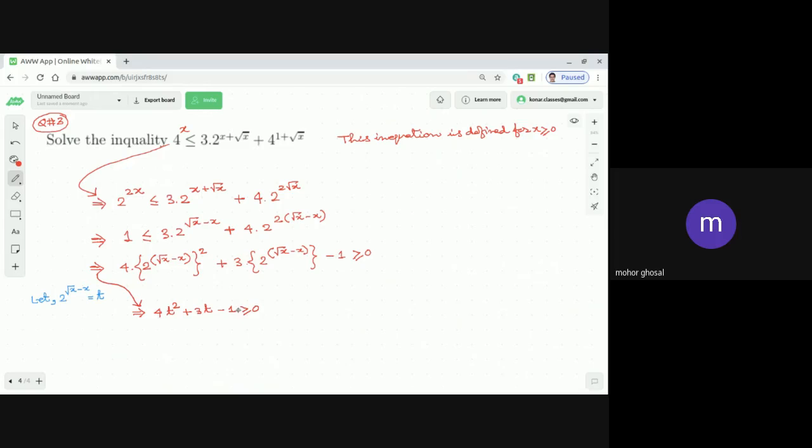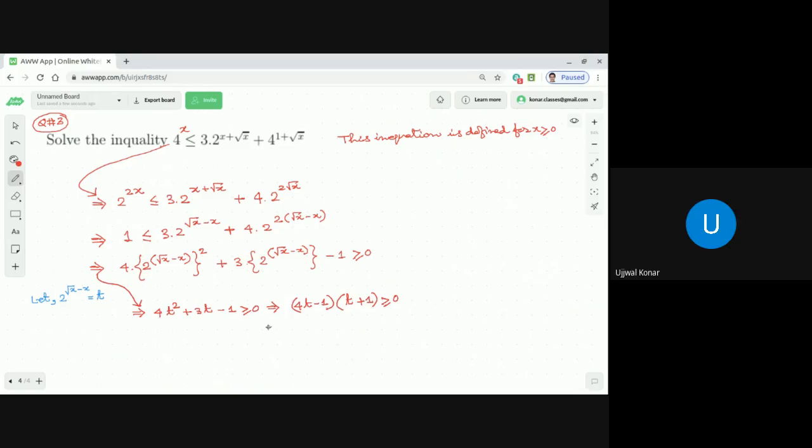So now if you simplify further, what you are going to get is that 4t minus 1 into t plus 1 is greater than or equal to 0. If you recall, dear students, when the product of two quantities is greater than 0, then either both are greater than 0 or both are less than 0.